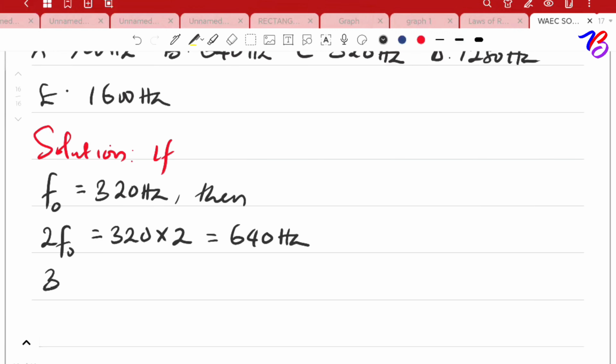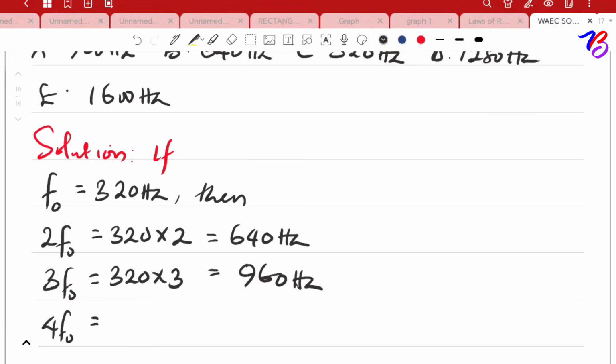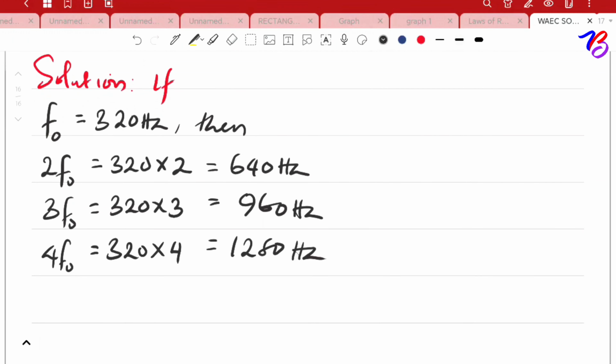Are you following? Then 3F0 will give us 320 multiplied by 3, which will give us 960 Hz. Then 4F0 is equal to 320 multiplying 4. This will give us 1280 Hz. Then 5F0 now.